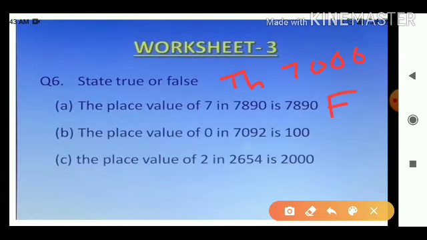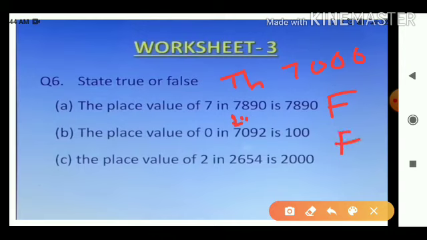Next, B question. The place value of 0 in 7092 is 100. We will find out. 0 is in hundreds position. So, 0 multiplied by 100 gives 0 only, but it is written here 100. So, it is false.